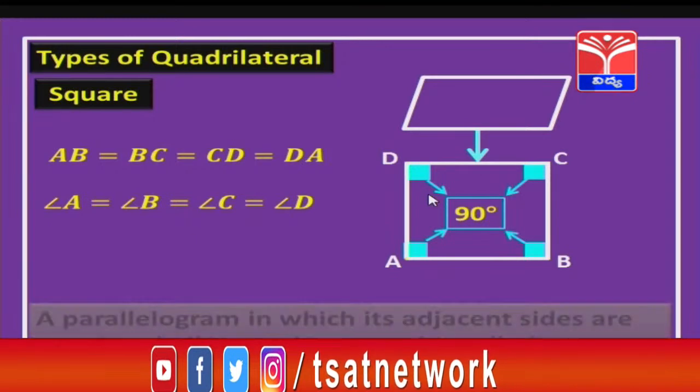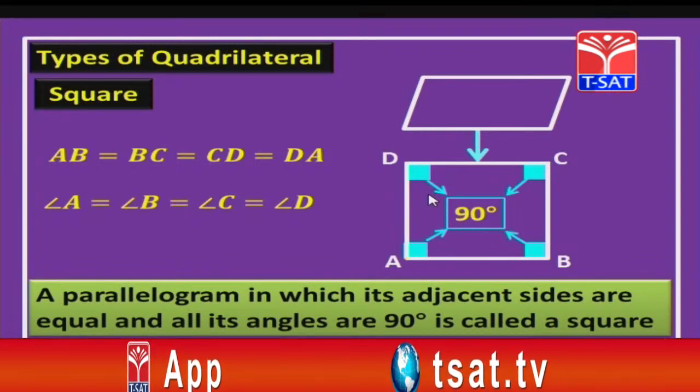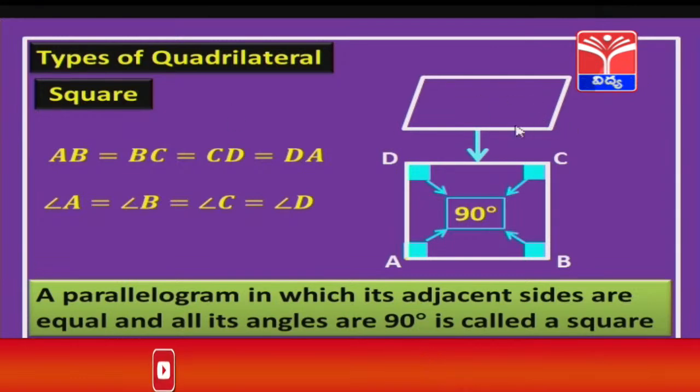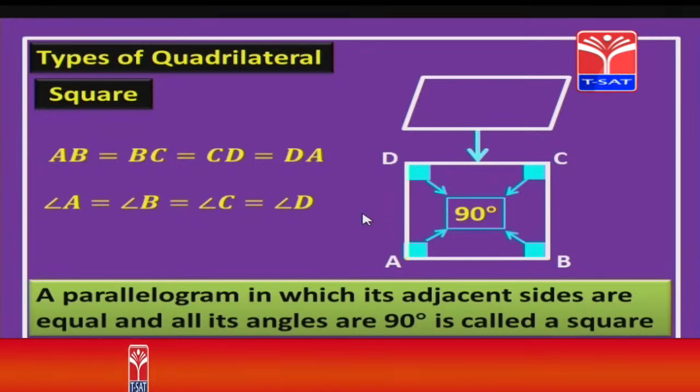So, how do you define a square? A parallelogram in which its adjacent sides are equal and all its angles are 90 degrees is called a square. So, in this parallelogram the adjacent sides are equal and also all the four angles are equal, and they are equal to each 90 degrees, then we call it as a square.